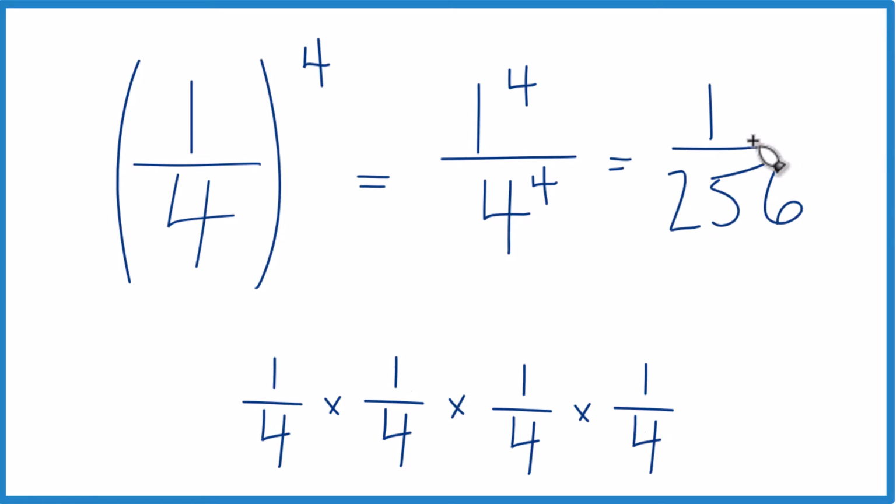This is really small. When we multiply fractions, we're taking a fraction of a fraction of a fraction of a fraction here. It should get smaller. So this makes sense. That's how you do it. That's how you figure out 1/4 to the 4th power.